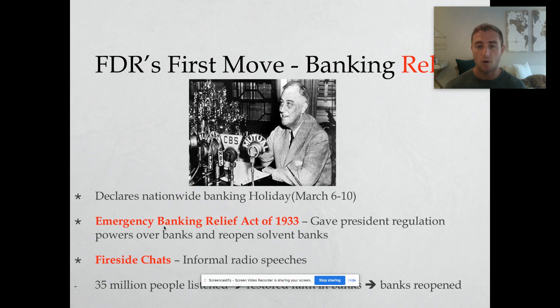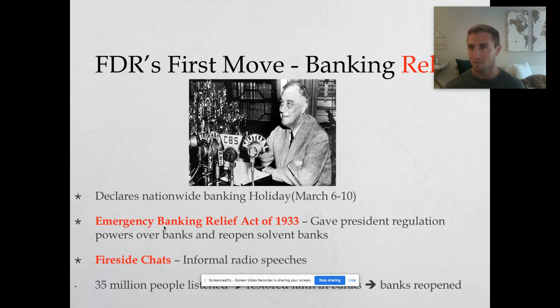And so FDR knows that the banks have to be a top priority. The first thing he does is close all of the banks from March 6th to March 10th. He establishes the Emergency Banking Relief Act, which means the president can come in, investigate banks, look into banks, reopen banks, and then he takes to the radio. And he gives his first of many fireside chats in which he talks to the American people. FDR has a beautiful voice, the voice of a male angel, and he's going to come in and speak to Americans and tell them that it is now safe to reinvest their money back into the banks.